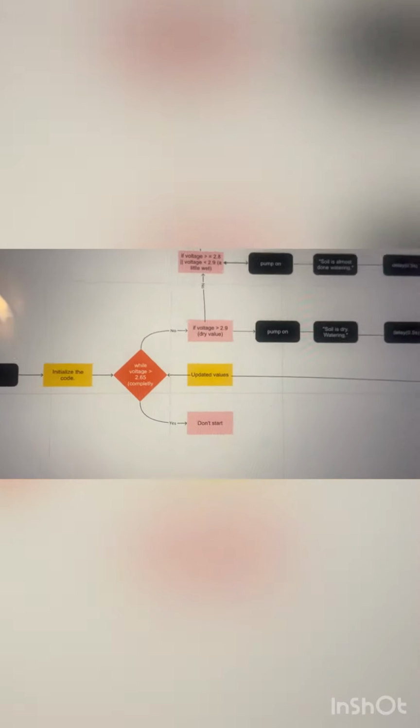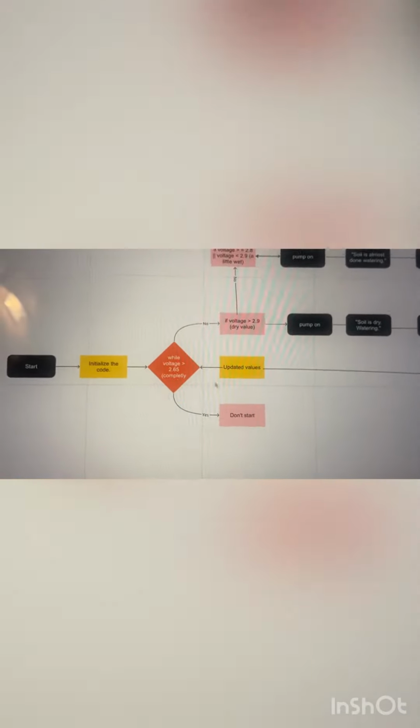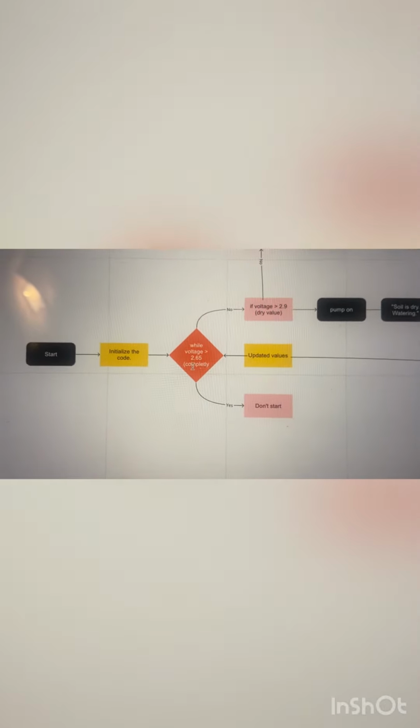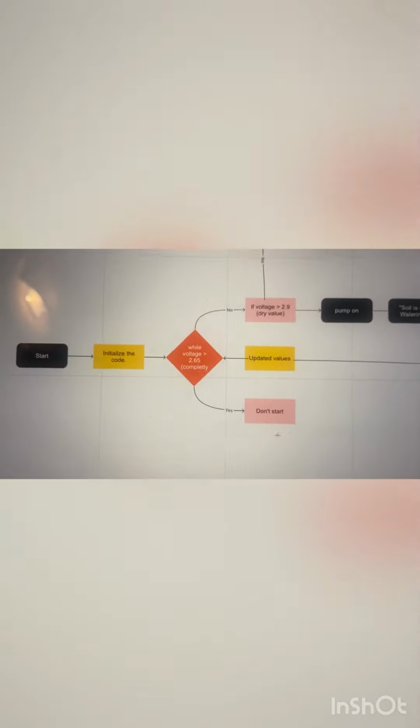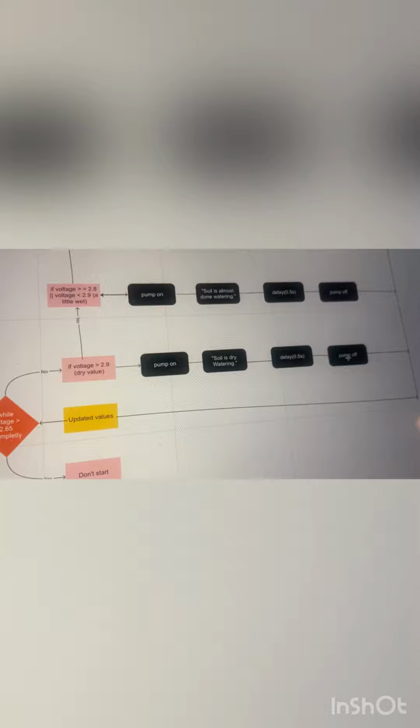So for my flowchart, first we'll initialize the code where we run it. We'll run it through the while statement, and if it is completely dry, which is around 6.65 or below, we won't start it. If it's over that, we'll run it through and ask if it's dry. If it's dry, we'll turn the pump on, give the response, delay it, and then turn the pump off, run it through, update the values, and run it through the while loop again.